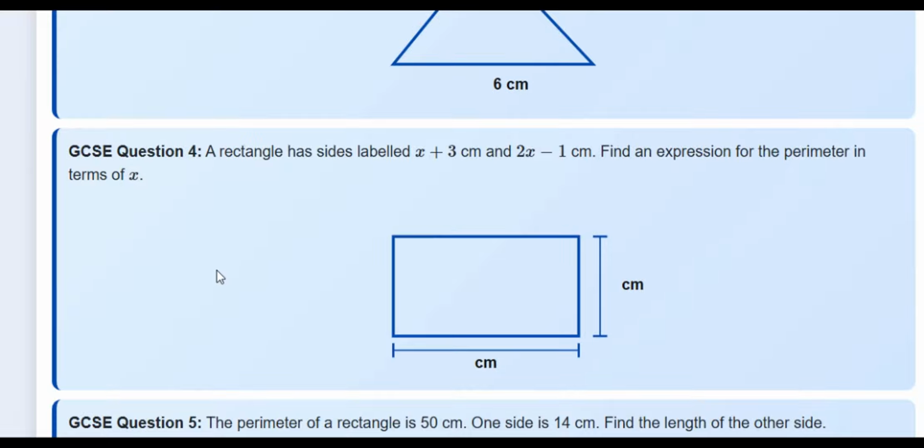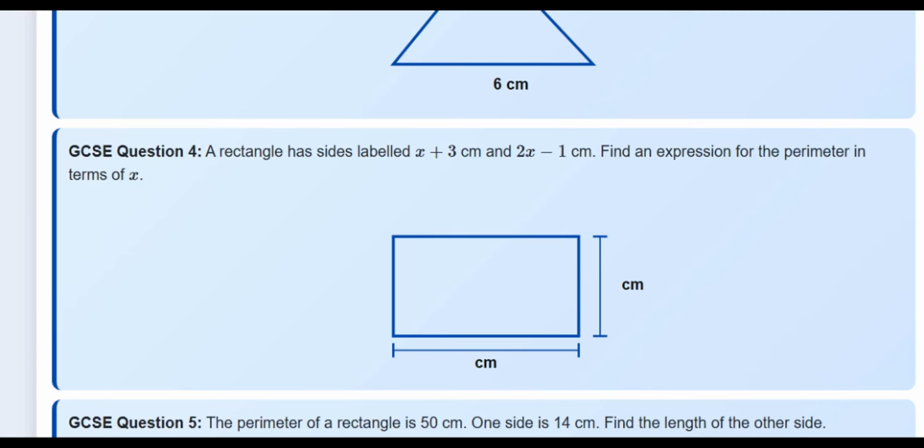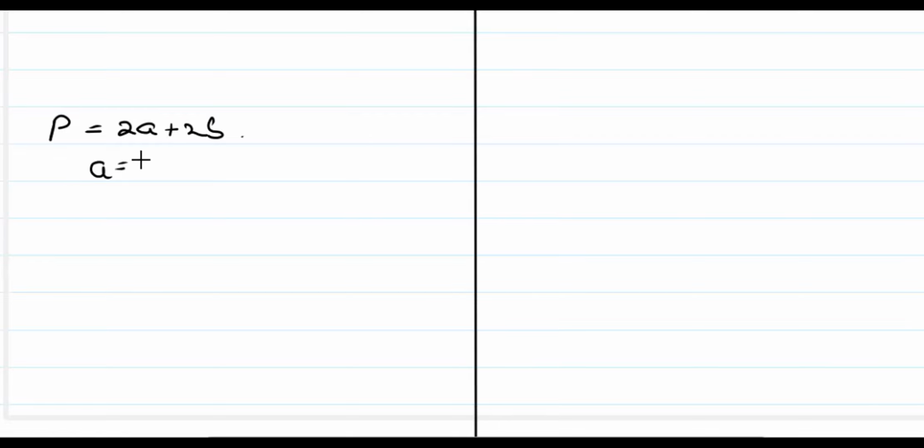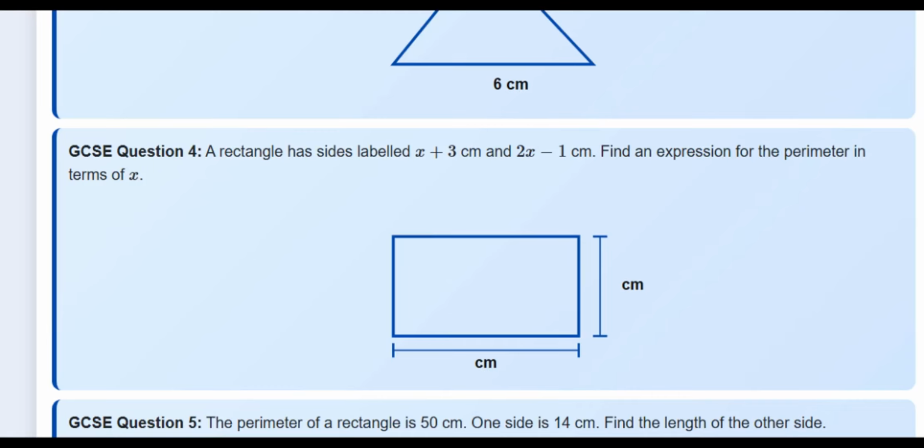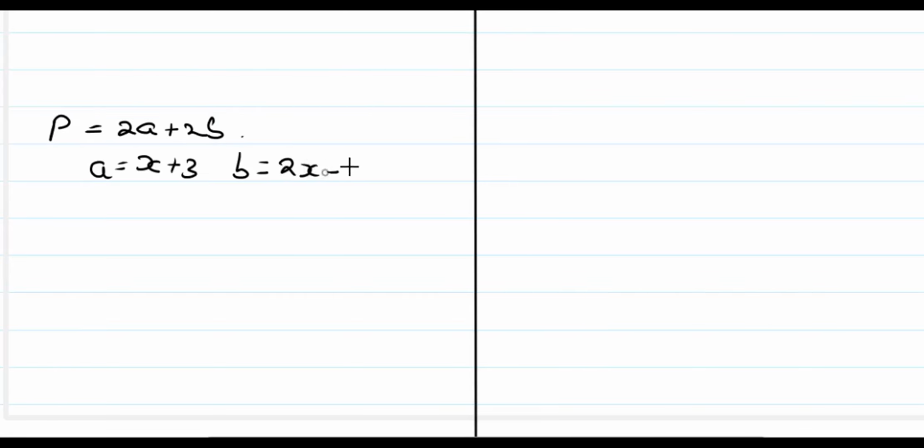We are told a rectangle has sides labeled x plus 3 and 2x minus 1. Then you are told to find an expression for the perimeter in terms of x. But you see, we said first the perimeter of a rectangle is given by 2a plus 2b. So we read off the a here, which is given as the expression x plus 3, then b is given as the expression 2x minus 1.